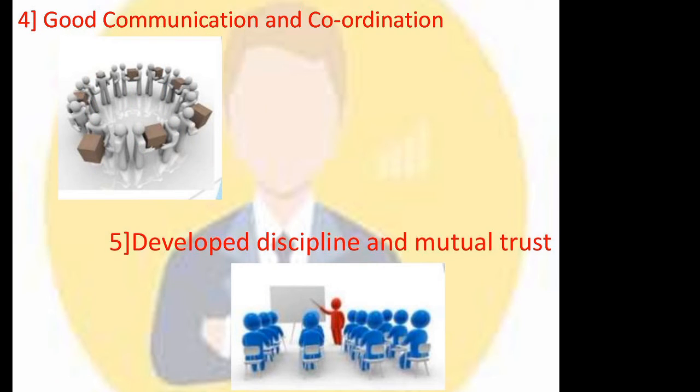And then there will be good communication and coordination. If you're having a very good span of control, there will be very good communication and coordination. Normally if there is good communication itself, there will be the best coordination among the employees. And then developed discipline and mutual trust. So there will be mutual trust between the manager and the supervisor, or supervisor and the workers, and discipline will be very much effective.